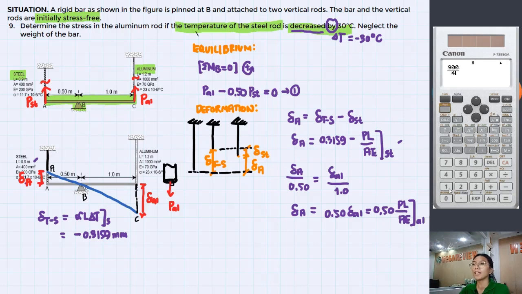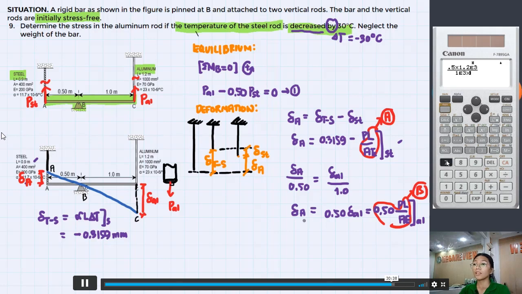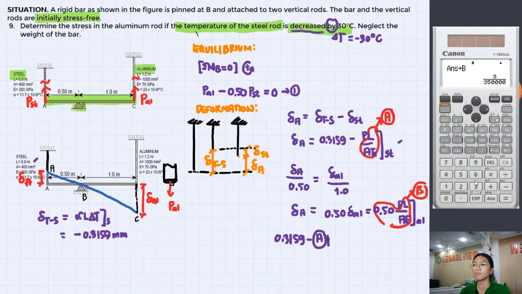Tama? So gawin natin, itong L over AE na to of the steel, store nyo to kay A. And then, ito naman, si 0.5 times the length over AE, store mo naman to kay B. Okay, so bali yung matitira dito is yung nakastore kay B times the force. Okay? Now, to generate our second equation, equate lang natin delta A equals delta A. So we have 0.3159 minus yung nakastore kay A times PST.